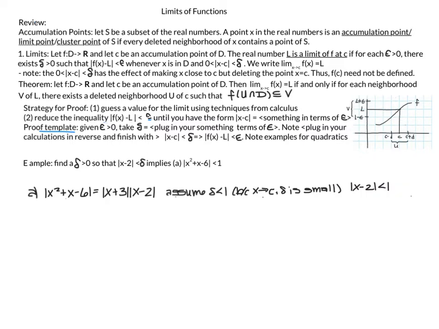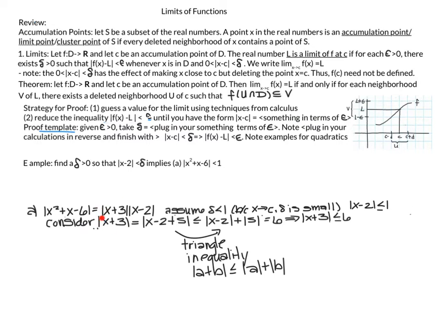Here's another example in much the same spirit as the last. You want to find a delta greater than 0 so that absolute value of x minus 2 less than delta implies that x squared plus x minus 6 is less than 1. So we factor our x squared plus x minus 6, so we have this x minus 2 term. And much like we did in the last example, we're going to assume that delta is less than 1 because delta is really small, because we're approaching x equals c. So that means this part here, x minus 2, is less than 1.